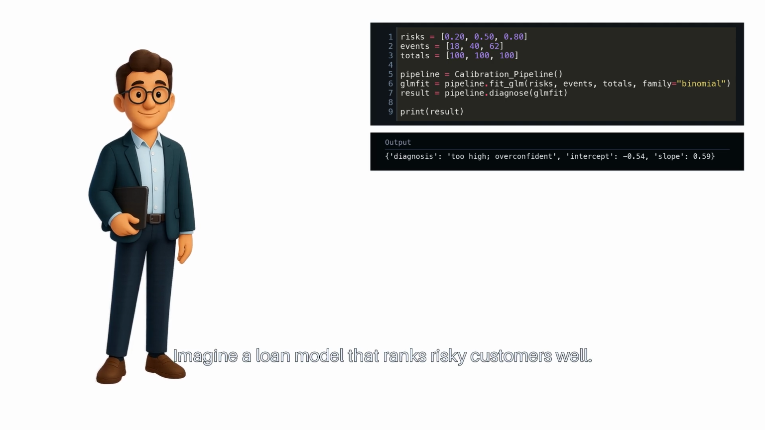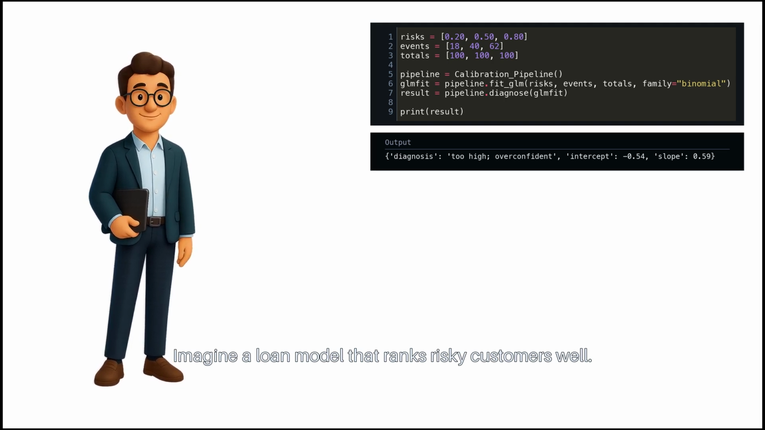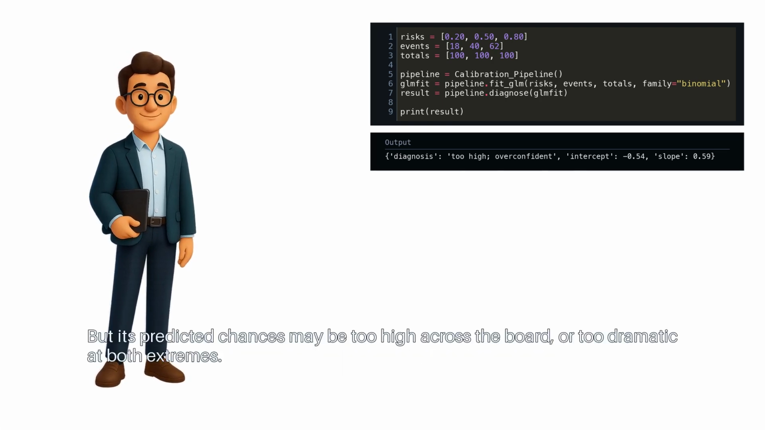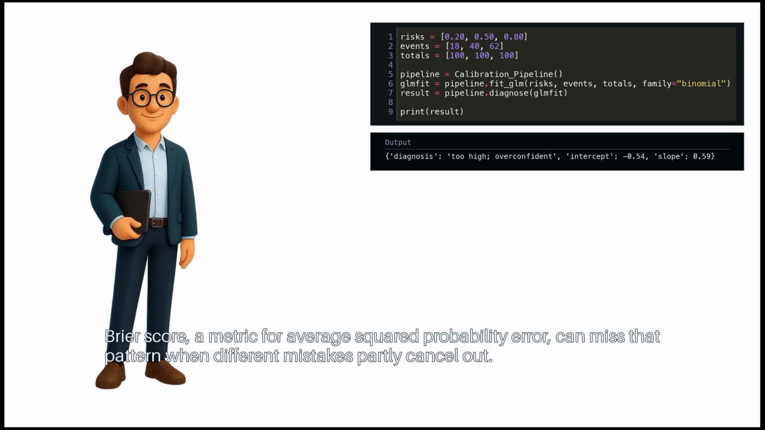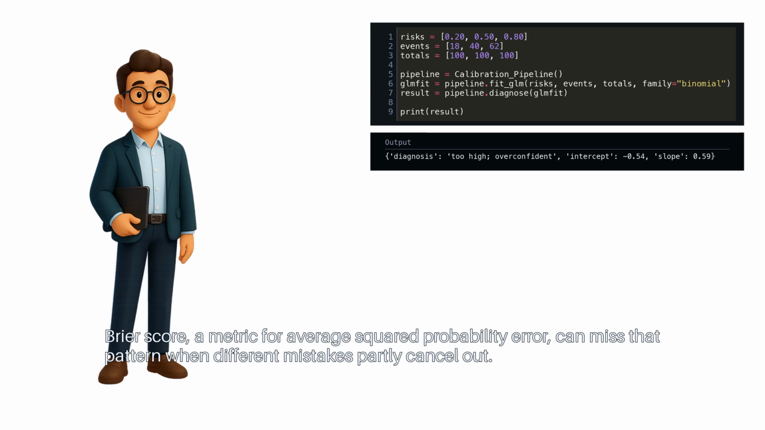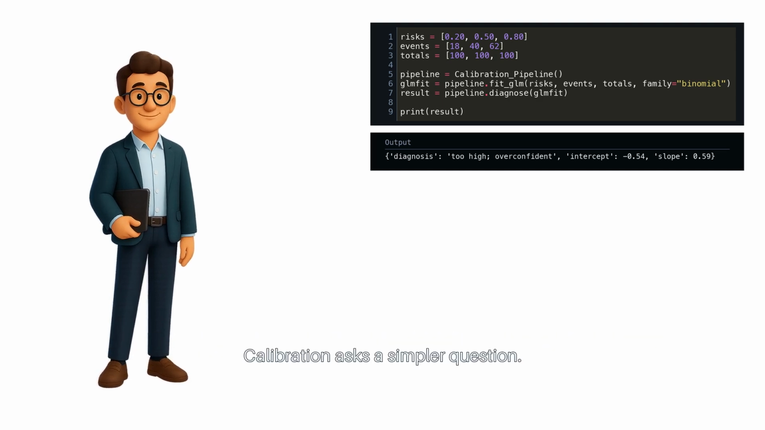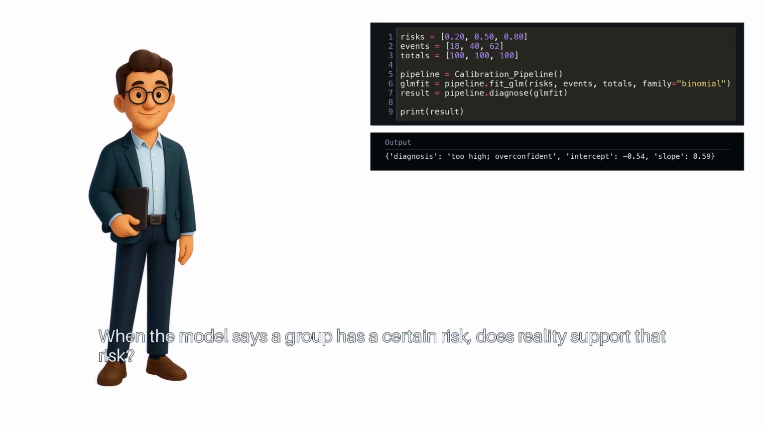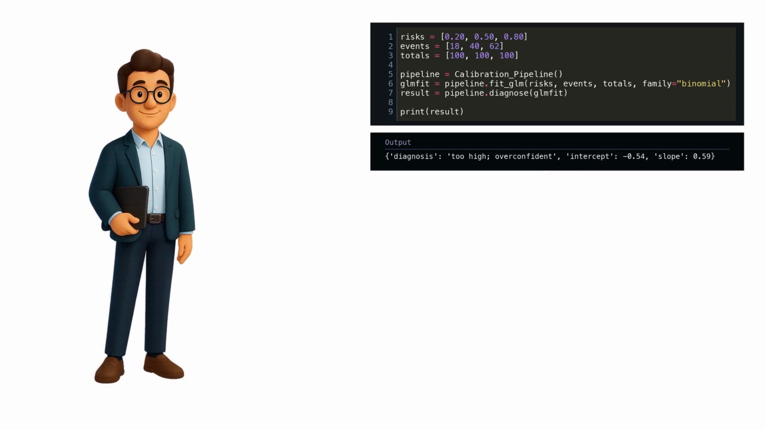Imagine a loan model that ranks risky customers well. The riskiest people still appear near the top, but its predicted chances may be too high across the board, or too dramatic at both extremes. Brier score, a metric for average squared probability error, can miss that pattern when different mistakes partly cancel out. Calibration asks a simpler question. When the model says a group has a certain risk, does reality support that risk?